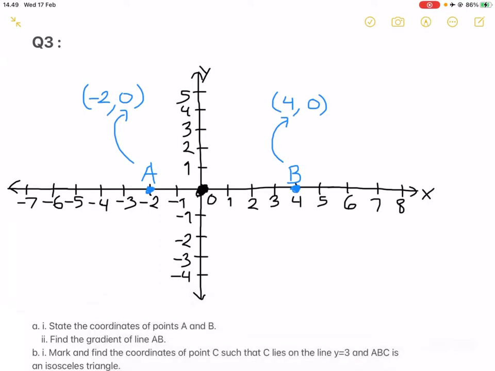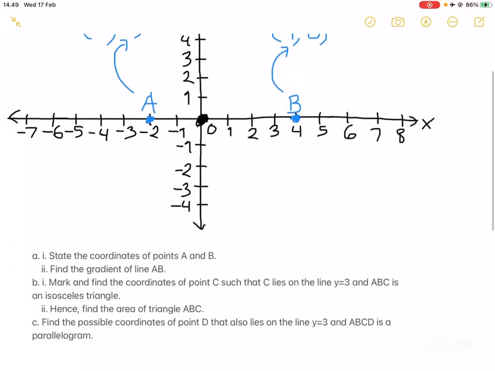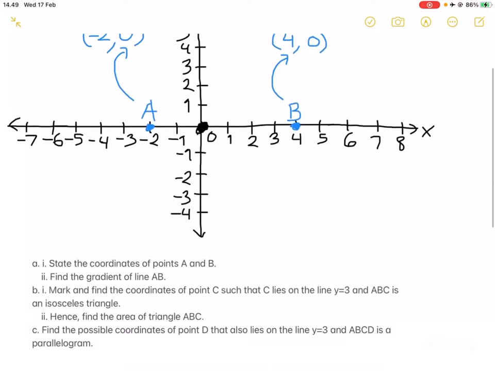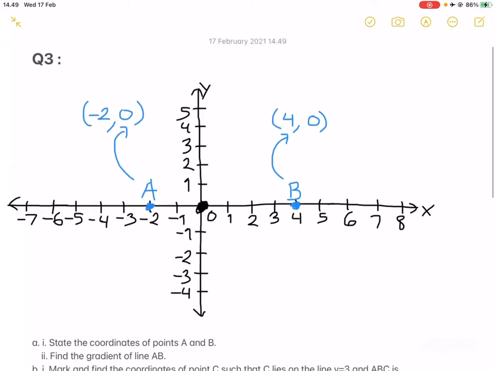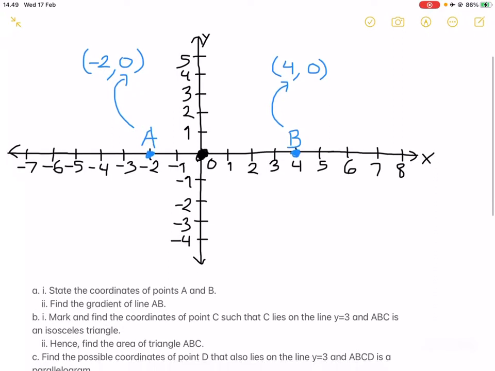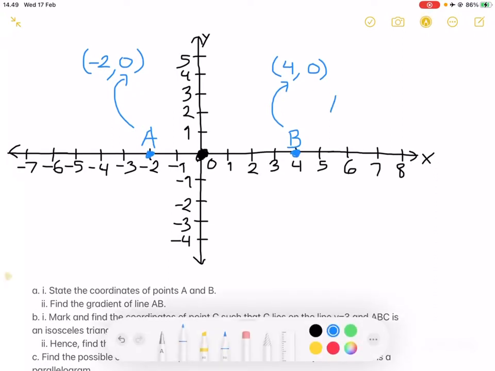So we're done for the first part of part A. For the second part of part A, it's not that difficult to see that AB is a straight line, specifically a horizontal. So let's just write AB is horizontal, and therefore the gradient of any horizontal line, no matter where they are, how they are placed on the xy plane, will be equal to 0. So the gradient will be 0.